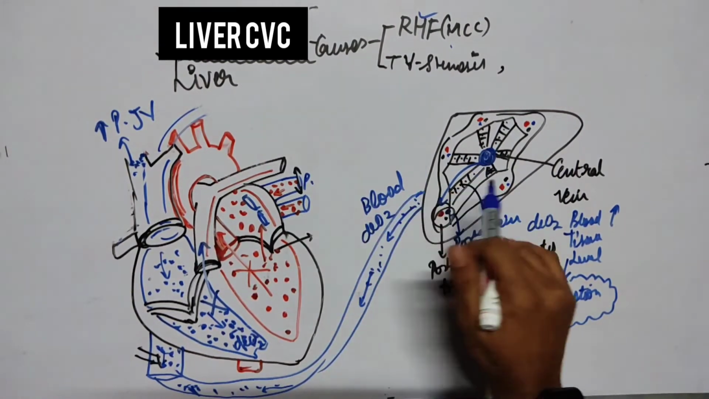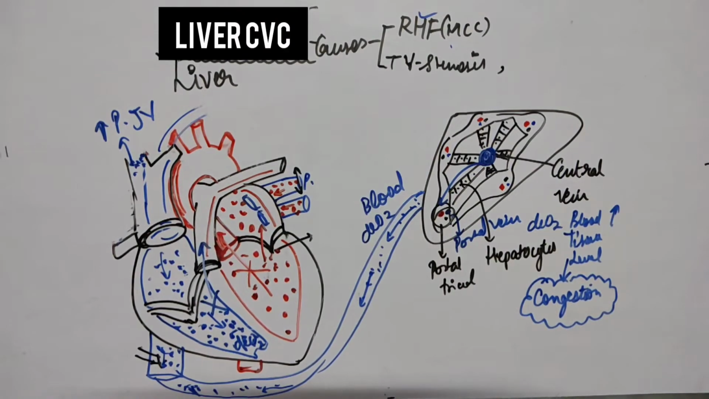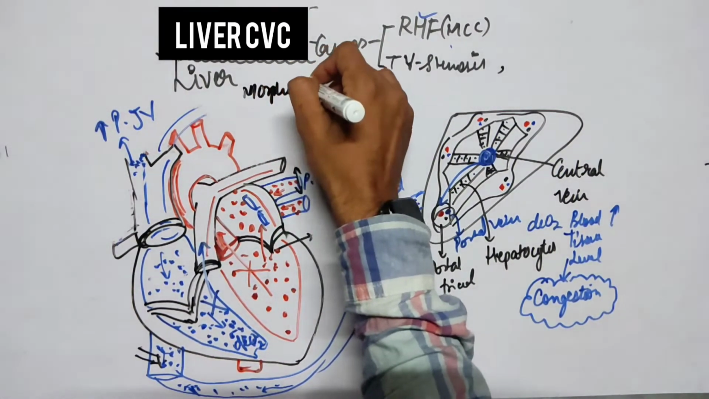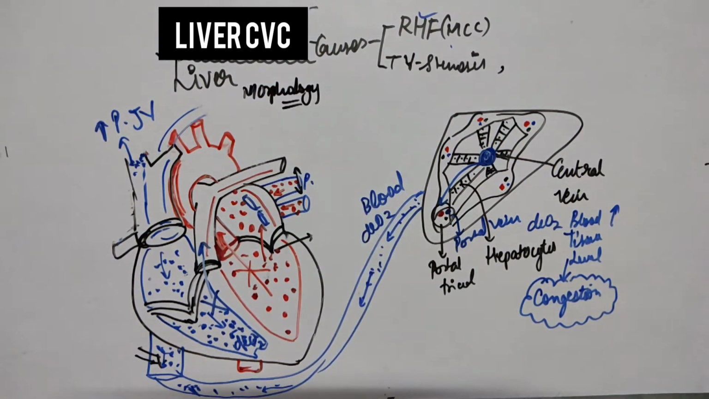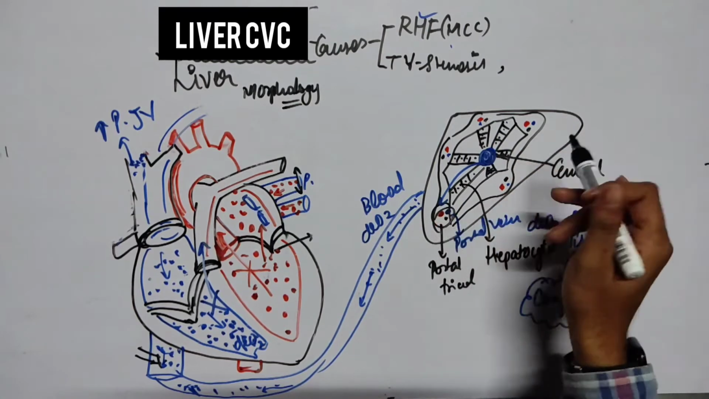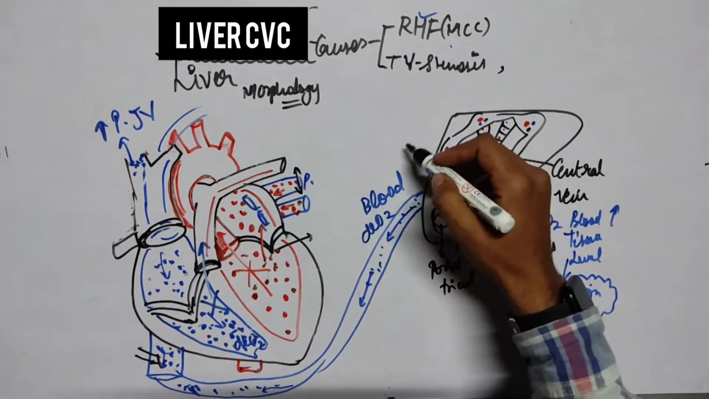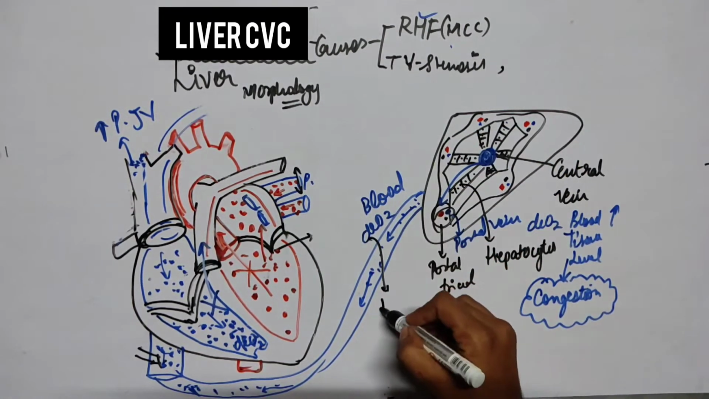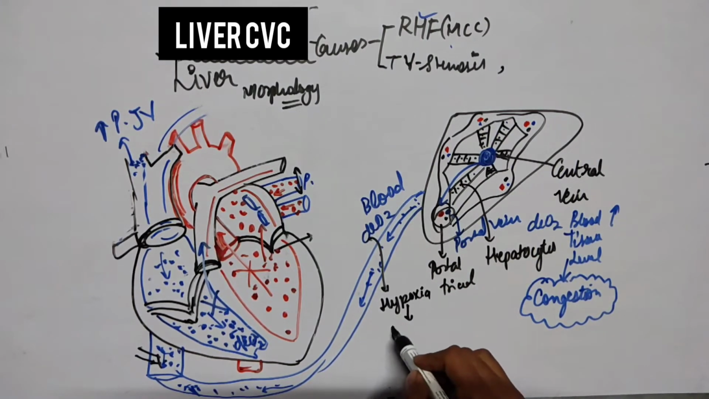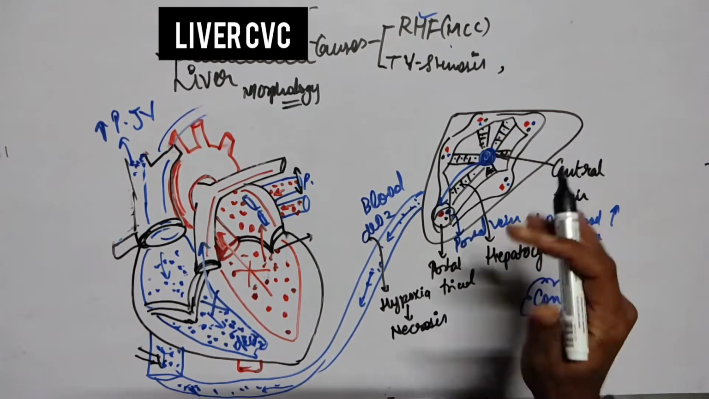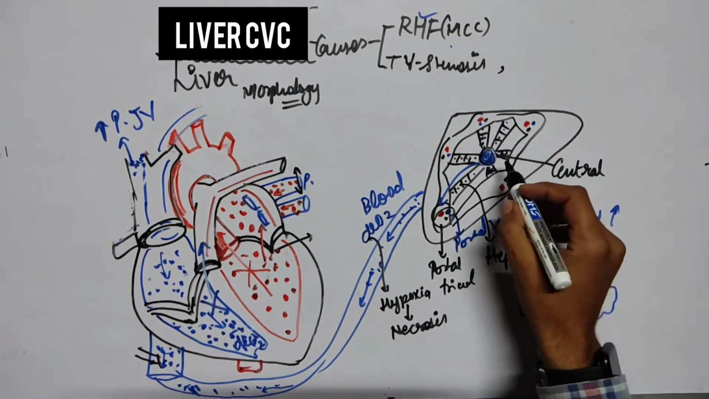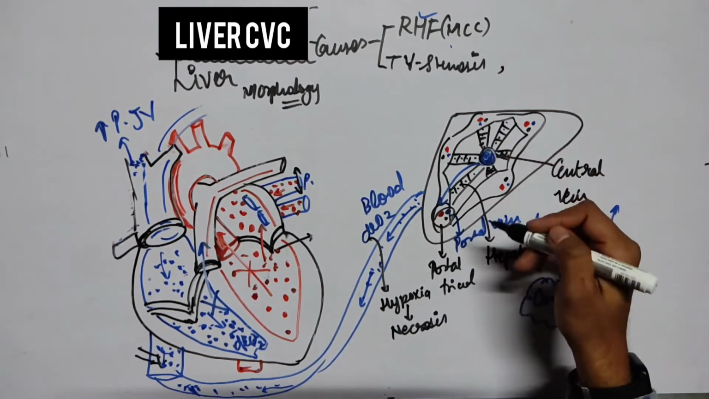Now we will see the morphology. In morphology we will discuss the gross and the microscopy features. Because of the accumulation of deoxygenated blood at the tissue level, it will cause hypoxia, which will lead to necrosis. Can you see here, first necrosis will occur at the central vein, and afterwards it is going to occur in the portal region.